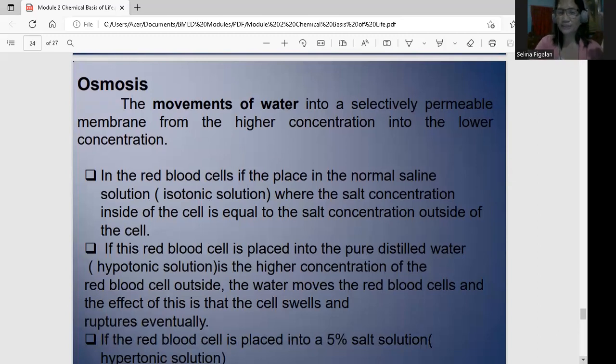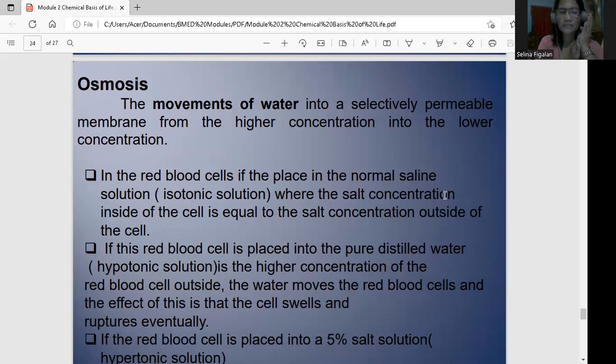Ang isotonic solution kasi, another term for this is equal. When you say isotonic solution, the red blood cells are placed in a normal saline where the salt concentration inside the cell is equal to the salt concentration outside the cell. So ibig sabihin noon, ang salt kasi it attracts water. Kung ano yung content ng salt outside of the cell and then the inside of the cell ay pareho. That is what you call isotonic solution.